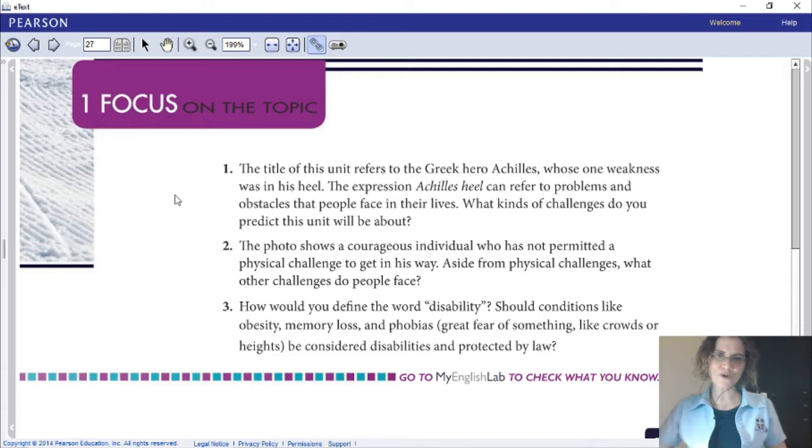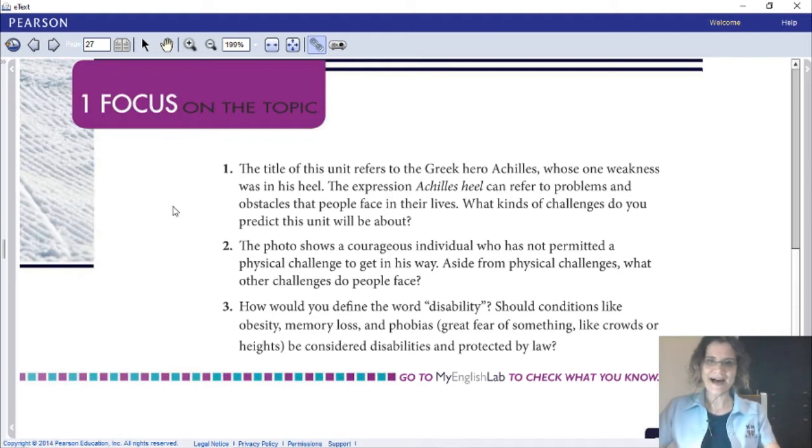Number two, the photo shows a courageous individual who has not permitted a physical challenge to get in his way. Aside from physical challenges, what other challenges do people face? So this man just now in the picture doesn't have legs, but still goes on skiing, so it doesn't stop him. What other type of challenges can we as people face in life? Write that down too. Cool.